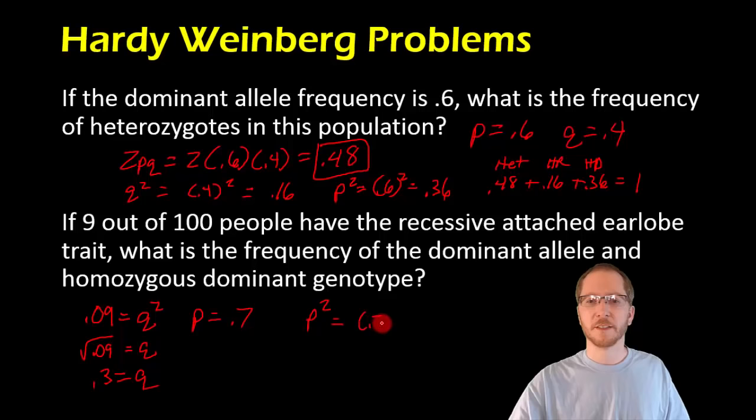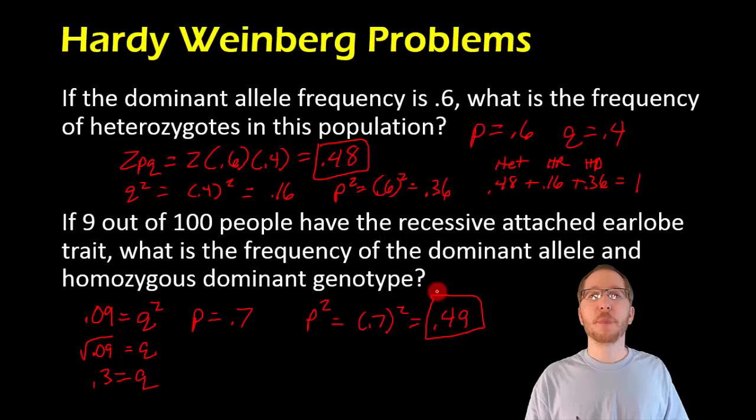So for that group of 100 people, I can expect that 49 of them out of the 100 would be homozygous dominant and have free earlobes. So this allows me to figure out information about frequencies of genotypes that I can't see. I can't just count the number of individuals that are homozygous dominant because I can't see the difference between heterozygotes and homozygous dominants.